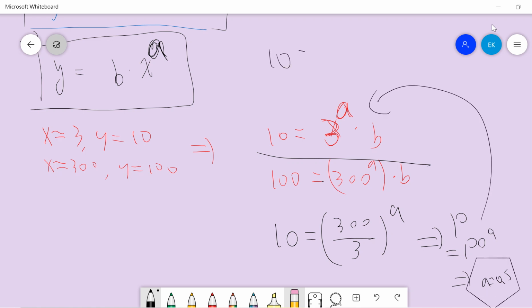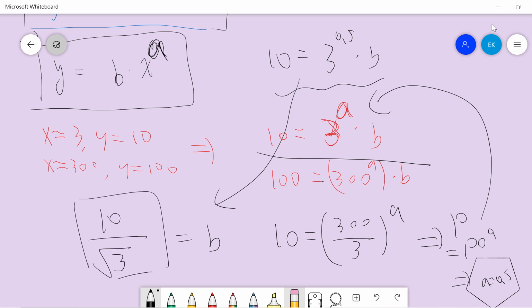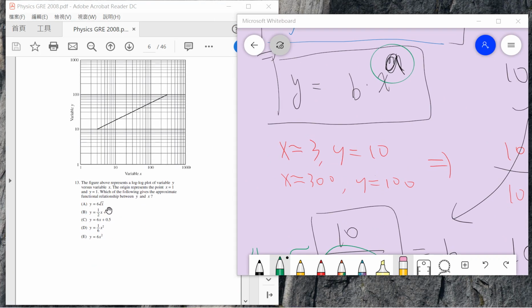Plug in, you get 10 equals 3 to the 0.5 times b, so you can solve for b. The square root of 3 is 1.732, so b is, I guess, 4 or 5. But you at least know a should be 0.5. So which one is 0.5? The only remaining is a. It's very easy. Once you figure out the ansatz, plug in any two points and you get a equals 0.5. So we choose a.